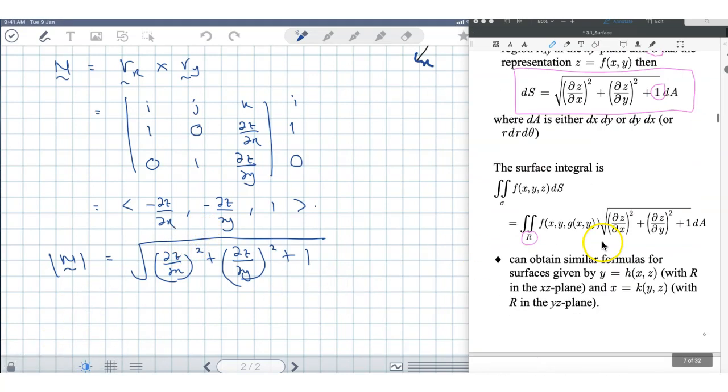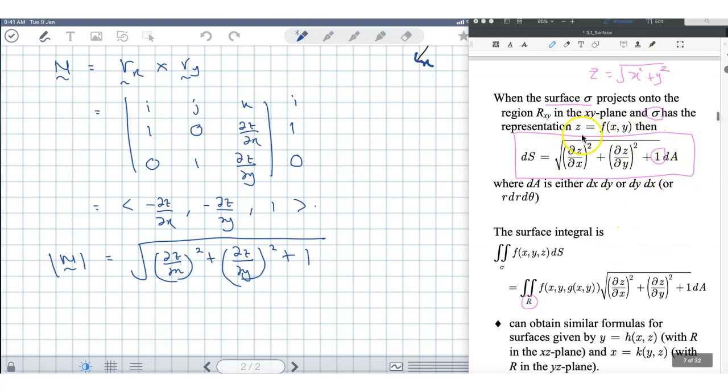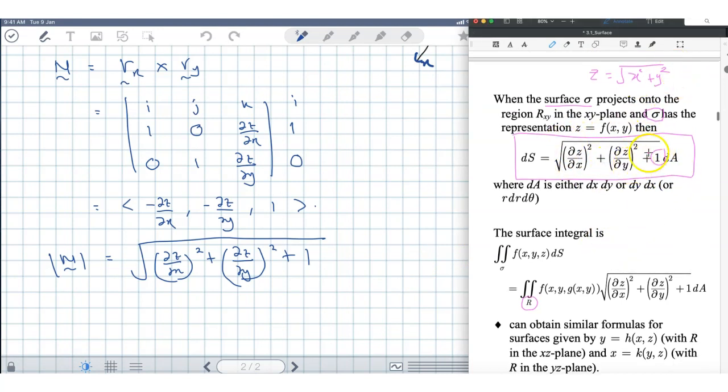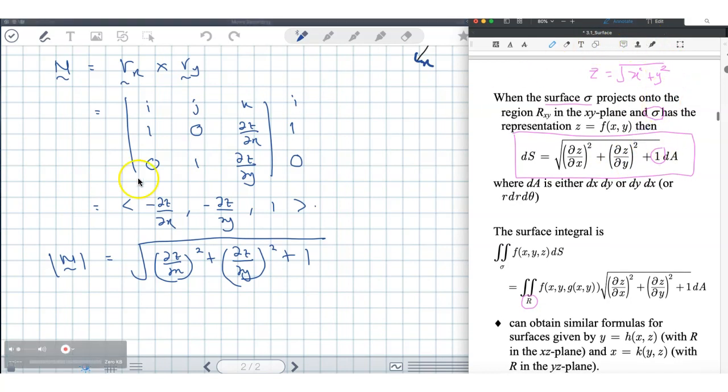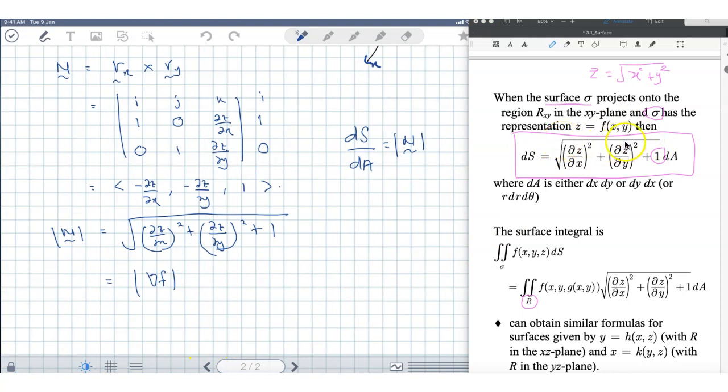How can we obtain the formula inside this one? Meaning, how can you obtain the square root of all these three terms here? It's actually from the idea of finding the magnitude of the normal vector. And if you relate this with the gradient F that you have learned before, you remember how to get there: you are given a function F and you find the gradient. This one is the same as finding the gradient F, where F is a function of x and y.